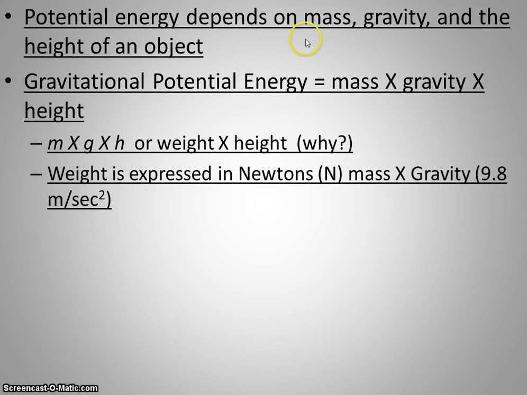All right, potential energy depends on the mass of an object, the force of gravity, which you may not know, but the force of gravity is 9.8 meters per second squared. You need to know that all the time. And it depends on the height of an object. We refer to this as gravitational potential energy, because it depends once again on mass, gravity, and the height of an object.